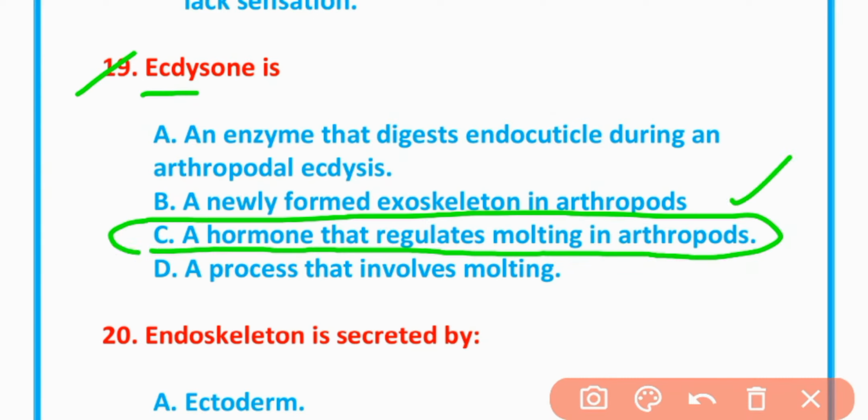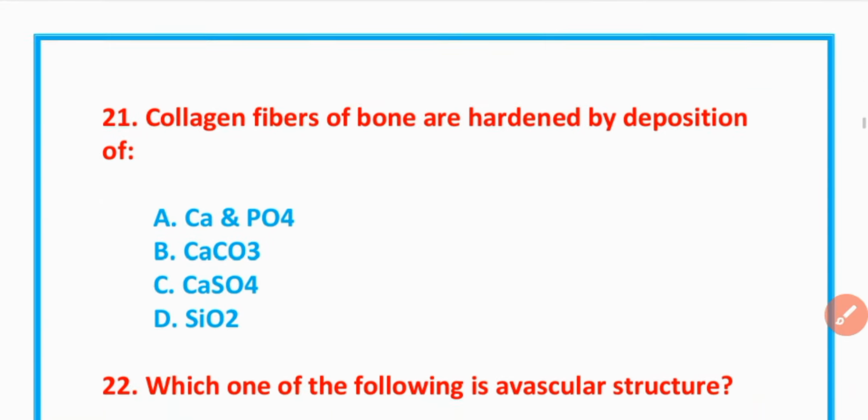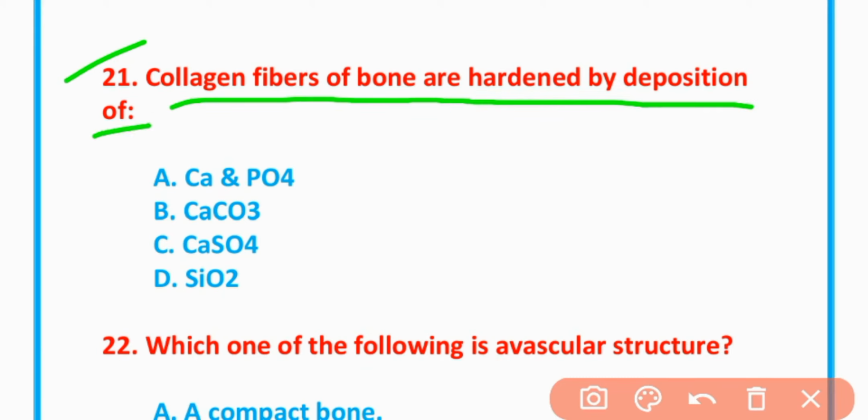MCQs number 20. Endoskeleton is secreted by mesoderm. Option C is correct. MCQs number 21. Collagen fiber of bone are hardened by deposition of Ca and PO4. Option A is correct. MCQs number 22. Which of the following is avascular structure? Cartilage. Option C is correct.